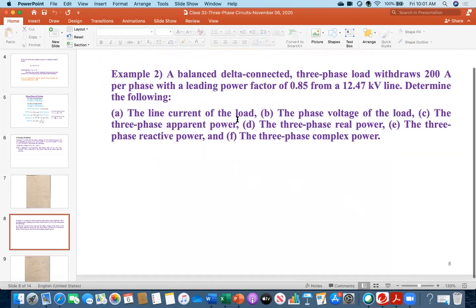Okay, example 2, everybody read. A balanced delta connected three-phase load draws 200 ampere per phase with a leading power factor of 0.85 from a 12.47 kV line. Then determine the following: the line current of the load, the phase voltage of the load, the three-phase apparent power, the three-phase real power, the three-phase reactive power, and the three-phase complex power. All types of power are being asked: three-phase real, reactive, complex, and apparent power.